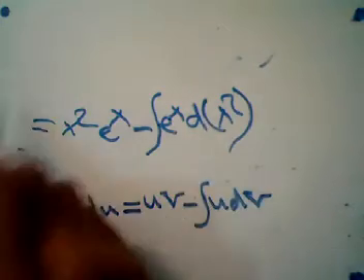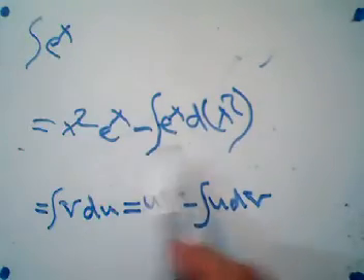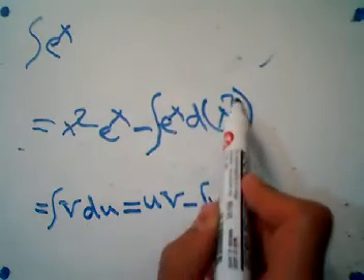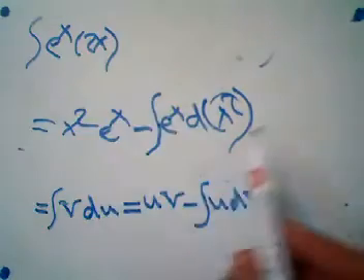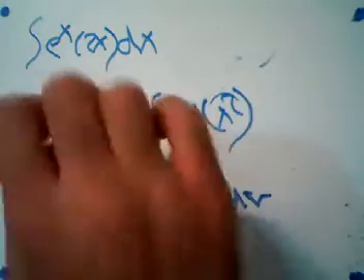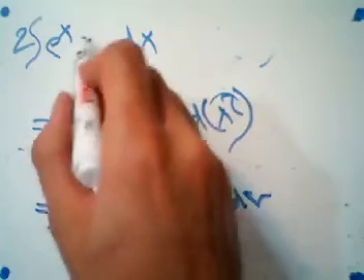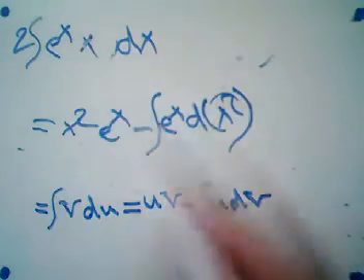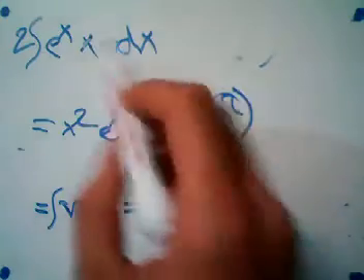Now what is it? It is e to the power of x. This is the derivative of this, which is 2x dx. So take 2 outside. This would be this, e to the power of x dx.